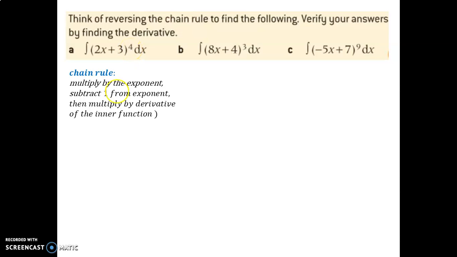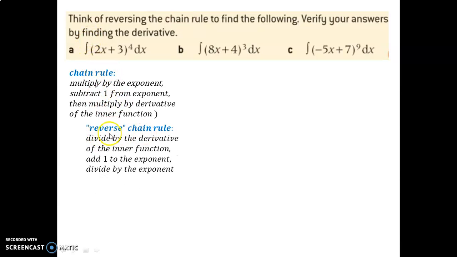Becomes a 3. And then you multiply by the derivative of the inner function, which in this case would be 2. That's if we're doing the derivative. But since we're doing the integral, we're doing the reverse process. So let's think of it as the reverse chain rule. So we're going to do these steps in reverse order. The last step here was multiply by the derivative of the inner function. So now the first step here is going to be divide by the derivative of the inner function.